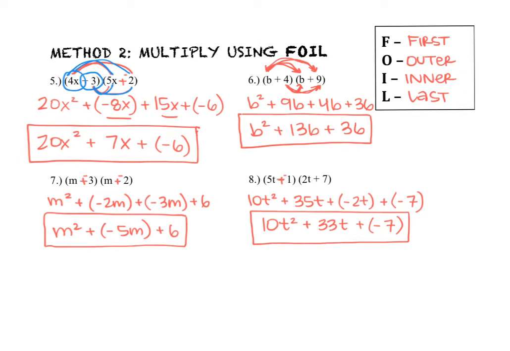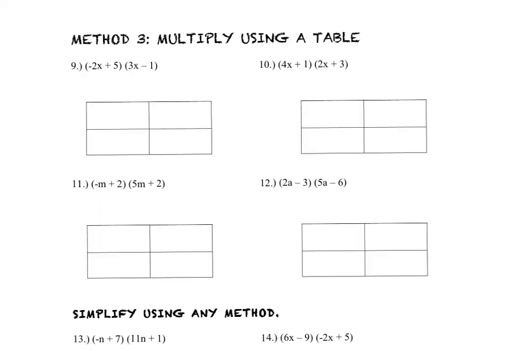All right, we've got one more method to look at. Method 3 is we can use a table or a box to help us set up this problem. Again, let me reiterate, it doesn't matter what method you use, you're going to get the same answer either way, because essentially what you're doing is taking each term in the first binomial and multiplying it by each term in the second one. All right, but here's how the box can help you, or the table, and especially for those of you who are visual learners, this can be a great method to use.